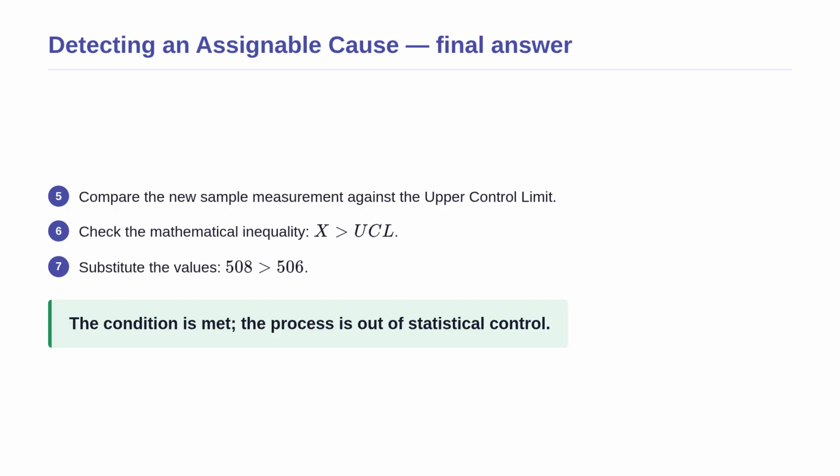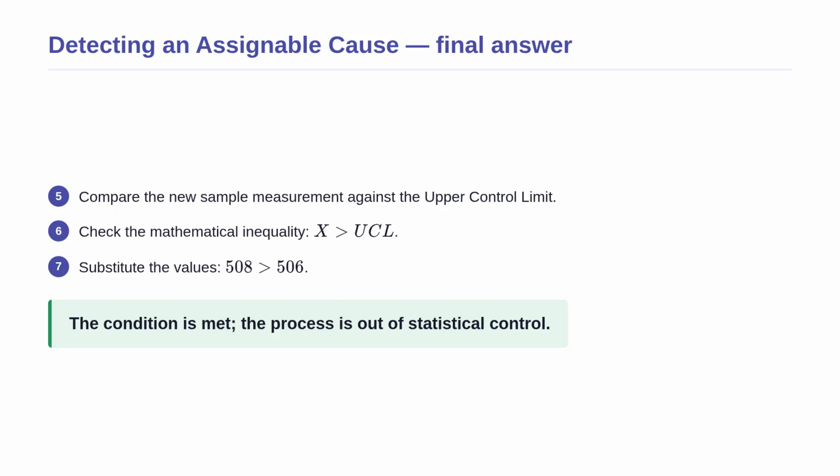We can clearly see that our sample measurement of 508 is strictly greater than the upper boundary of 506. Because this inequality holds true, the new data point has breached the established limits. Our final conclusion is that the process is officially out of statistical control.